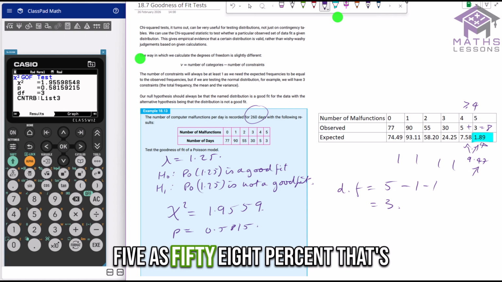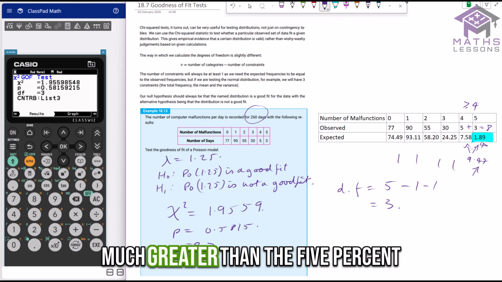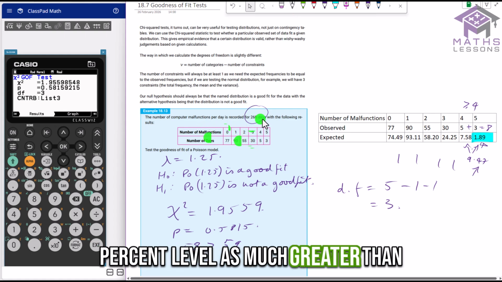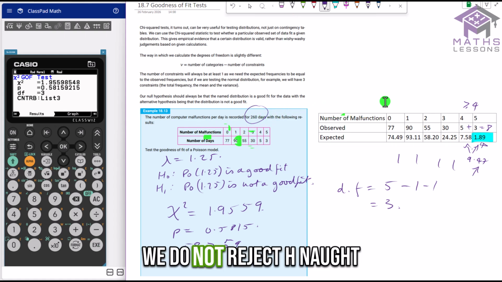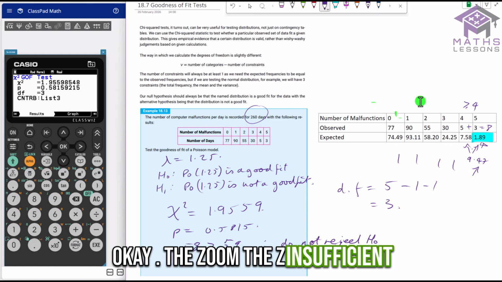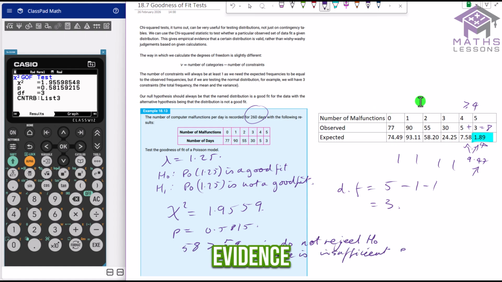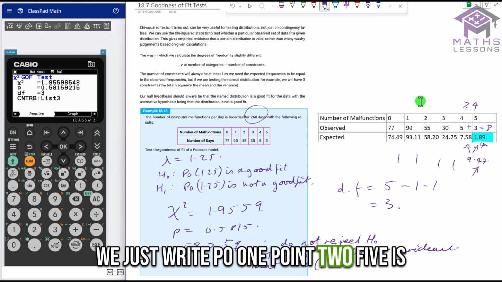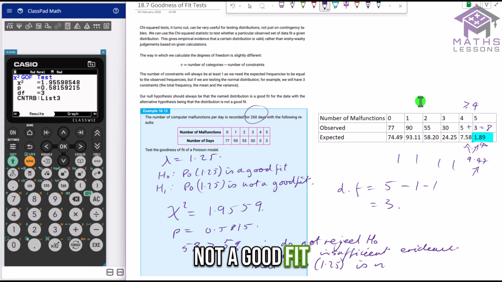Now 0.5815, that's 58%. That's much greater than the 5% level. If we test this at the 5% level, that's much greater than the 5% level. So therefore we do not reject H0. There's insufficient evidence that the Poisson distribution, or shall we just write Po(1.25), is not a good fit.